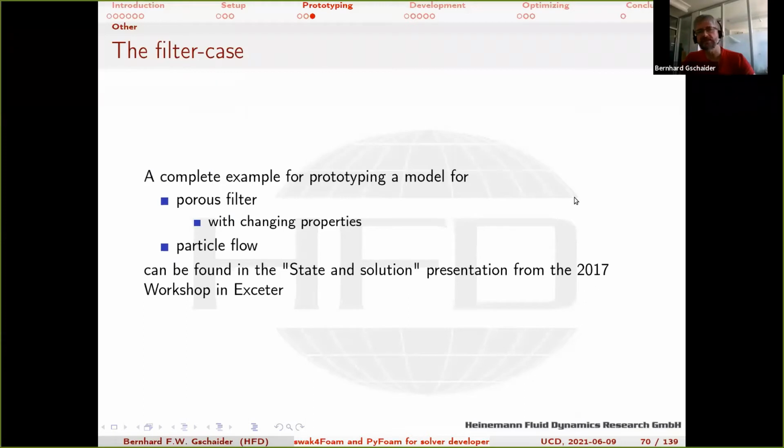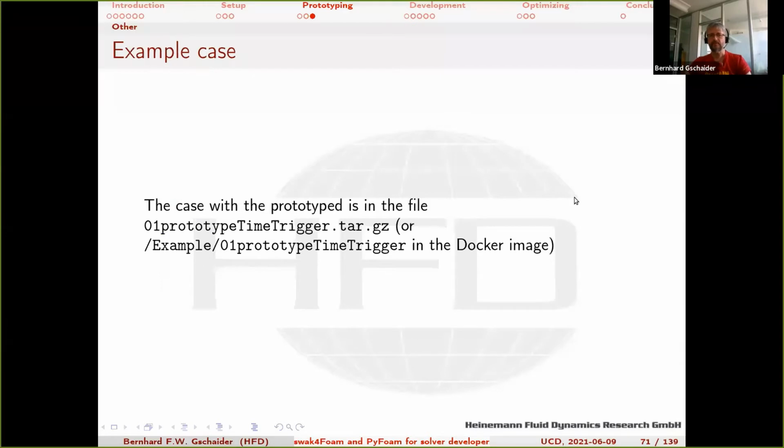For instance, in the presentation State and Solution in 2017, a workshop in Exeter, I show how to easily develop a porous filter with particle flow and changing properties, just using swak4Foam stuff and not doing any C++ stuff. So the example case that I've shown you before, you can find in this tar file if you downloaded the tar files, or you find it in this directory in the Docker image.